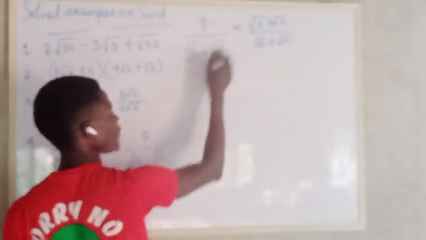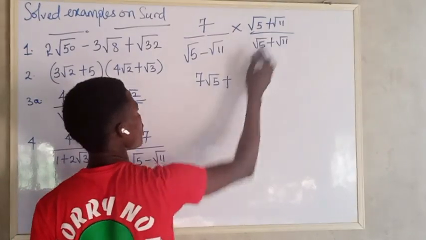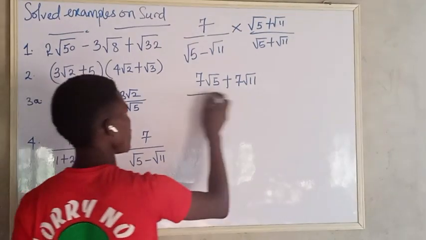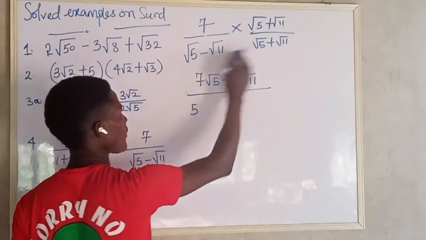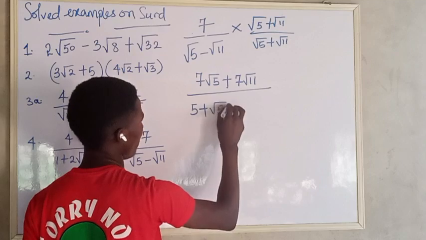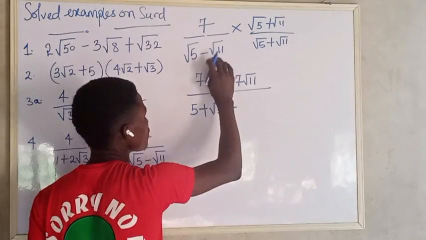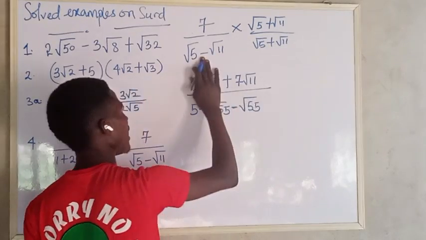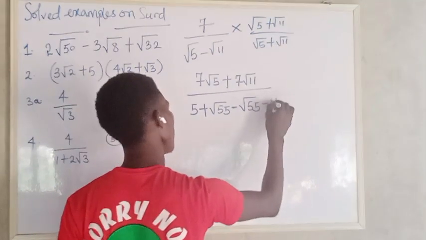So 7 times root 5 will give me what? 7 root 5 plus 7 times root 11 will give me what? 7 root 11. Alright? All over root 5 times root 5, 5. Root 5 times root 11 will give me what? Plus root 55. Minus times plus, minus. Root 11 times root 5, minus root 55. Minus times plus, minus. Root 11 times root 11, 11.